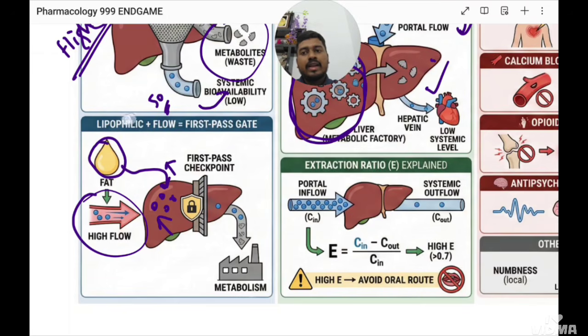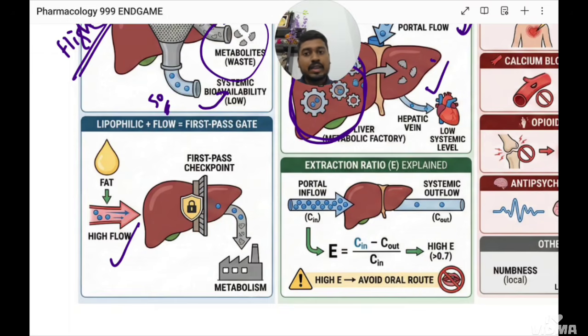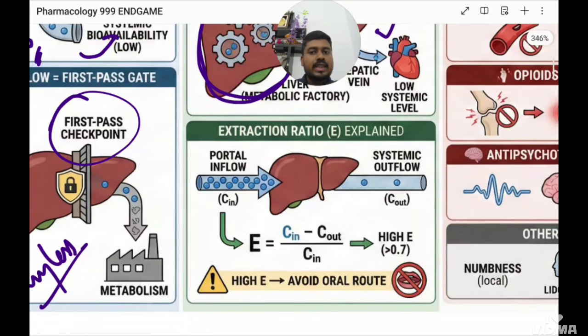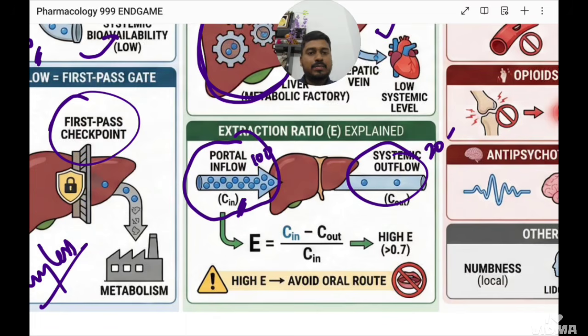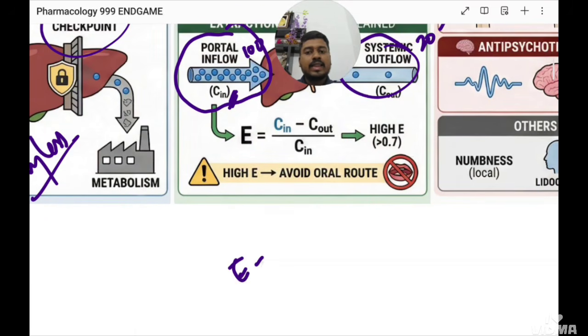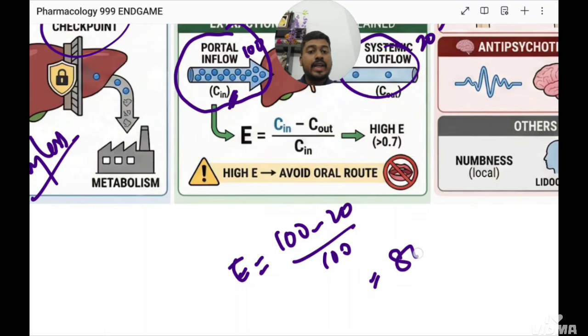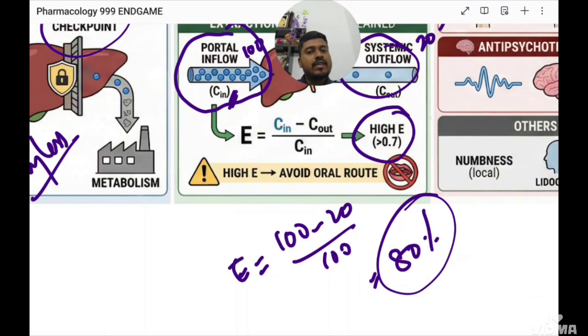So in a way, these lipophilic drugs are dependent on liver blood flow, that is hepatic flow, for their first pass metabolism. So these are the drugs which have very low bioavailability. The extraction ratio: suppose C in, the concentration of drug going in, is 100, and the systemic outflow is only, let's say, 20%. So the extraction ratio is 100 minus 20 divided by 100, which is almost equal to 80%. Anywhere it is more than 70%, that means there is a high extraction ratio.